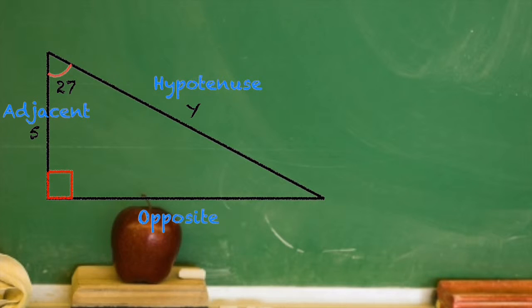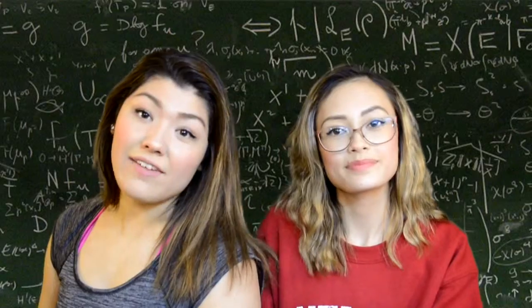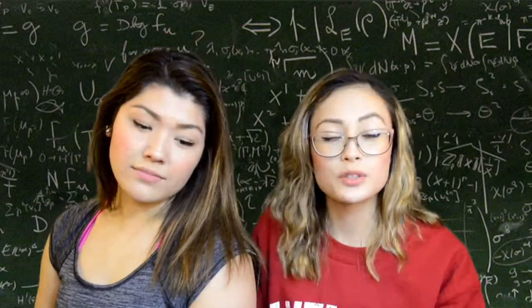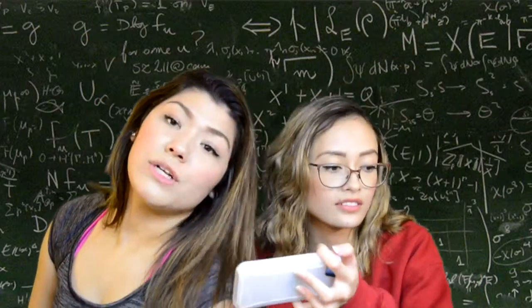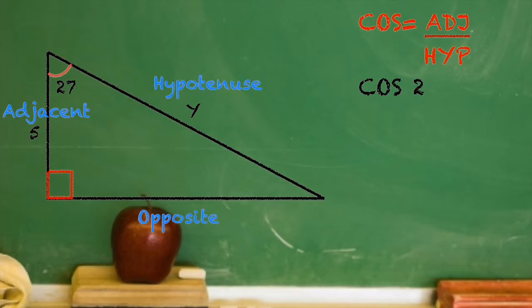Since you have all your sides labeled, you know which is going to be the hypotenuse and the adjacent. And on the triangle, you know that 5 and y are your adjacent and hypotenuse. So you would use cosine, or adjacent over hypotenuse. So you want to take the cosine of 27 and set it equal to the adjacent over the hypotenuse. So taking cosine 27 and setting it equal to 5 over y.